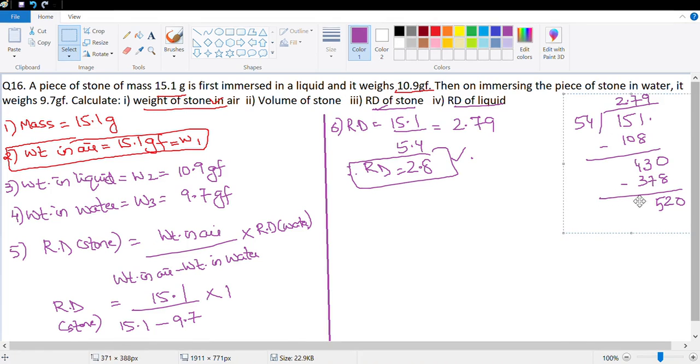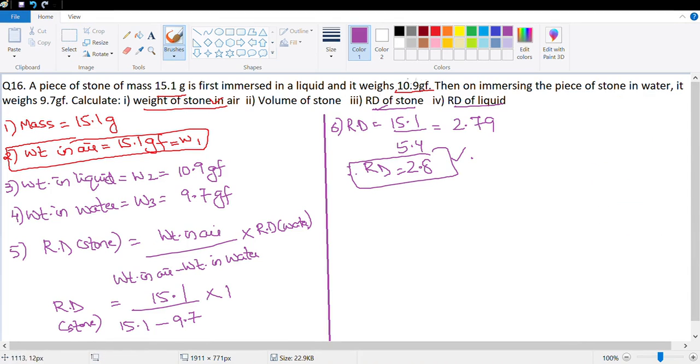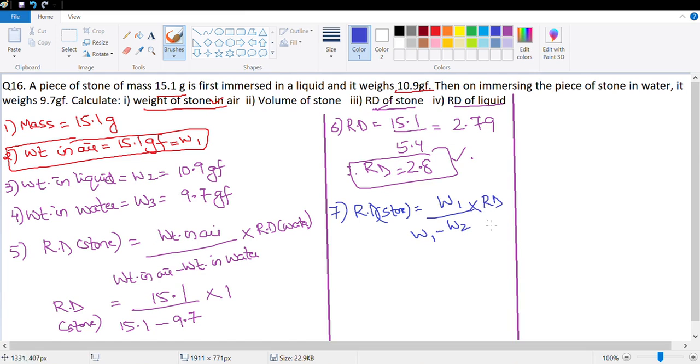Let's look at the next part of the question. The next part of the question says relative density of liquid. Okay, so number 7, relative density of stone would be equal to weight in air upon weight in air minus weight in liquid. In that case, we have taken it as W2 multiplied with relative density of liquid. That's the common formula that we've been using.